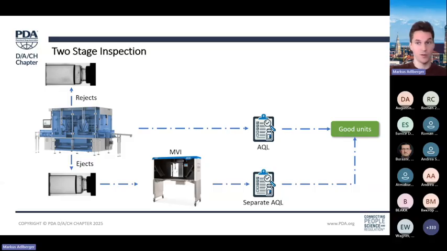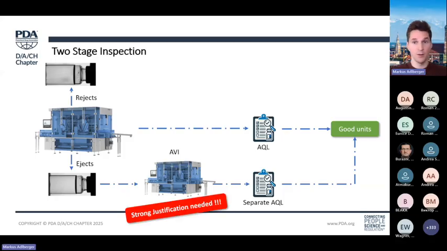It is recommended to have here for each goods stream a separate AQL, and after successful AQL, you can combine the streams to one bulk for the next process step. You can also use the same method in the second stage, but you need here a strong justification. So for example, a justification could be you need additional holding time so that air bubbles can disappear.